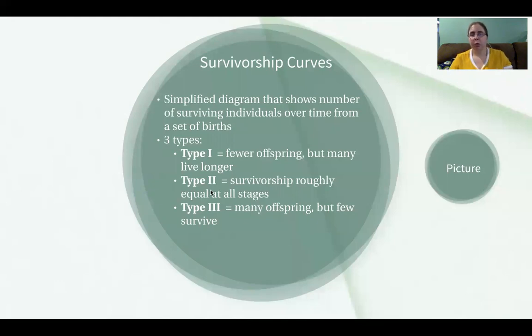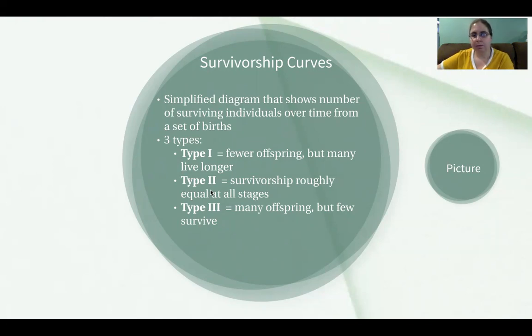Survivorship curves are simplified diagrams that show the number of surviving individuals over time from a set of given births. Now, in other words, what it means is for the births of that year in that population, how many individuals were born and how long did their lifespan last? And from that, we actually tend to see three different trends. So in terms of survivorship curves, we label them type 1, type 2, and type 3.